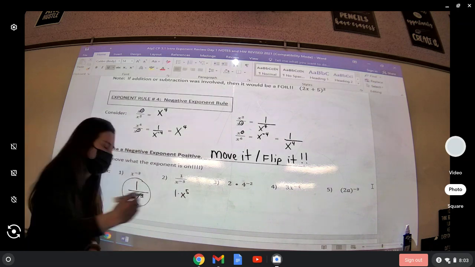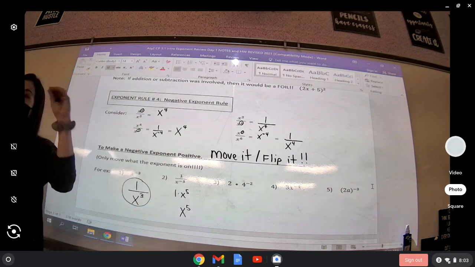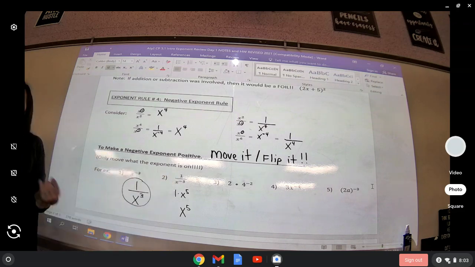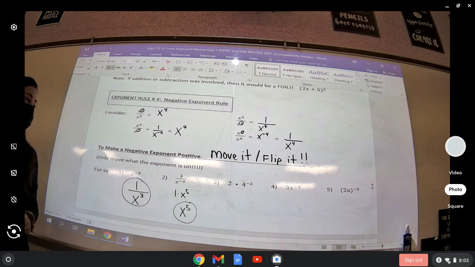And then what is 1 times x to the 5th? Guys, it's just x to the 5th. You don't have to keep that 1. He was just placeholding the empty numerator. But once you move the x to the negative 5th up, the numerator's not empty anymore. And now that is your final answer.